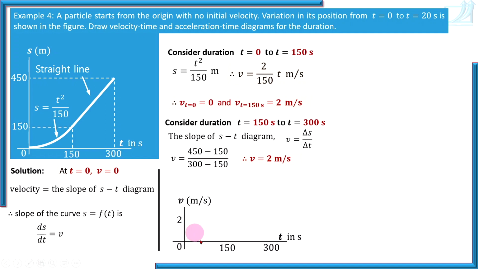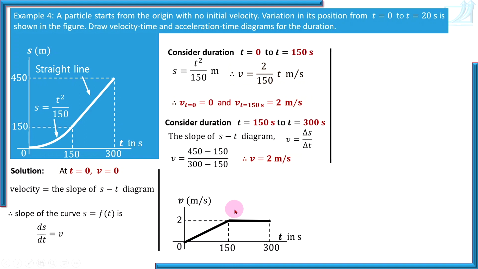So let's draw the Vt diagram. Along the x axis, time, with important instants 150 and 300, and the maximum velocity reached is 2. Check here: 0 to 150 it is an inclined line, and 150 to 300 it is a horizontal line.